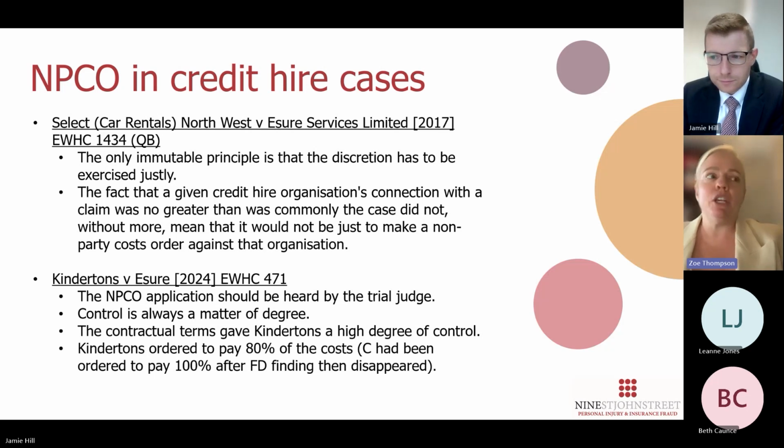And then on the causation point, Mr Justice Turner rejected submissions that the defendant somehow had to prove causation on a but-for basis. So this decision was seen as being this real victory in terms of non-party costs orders for defendants.